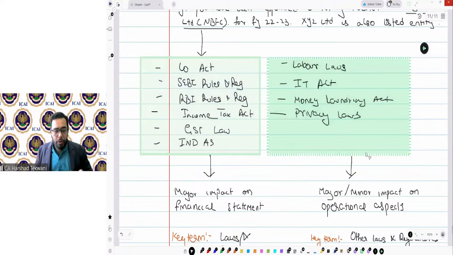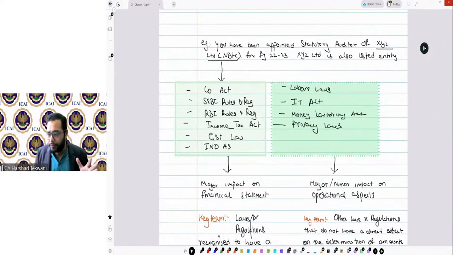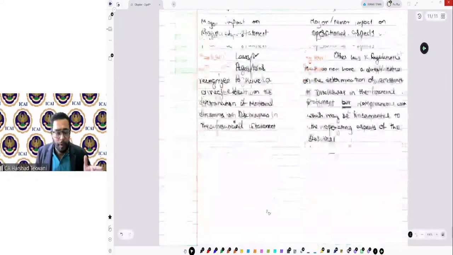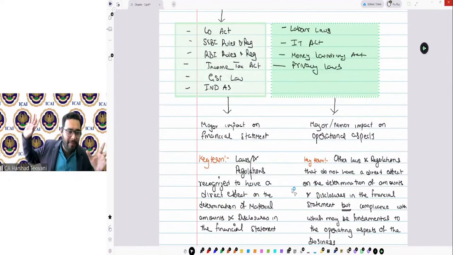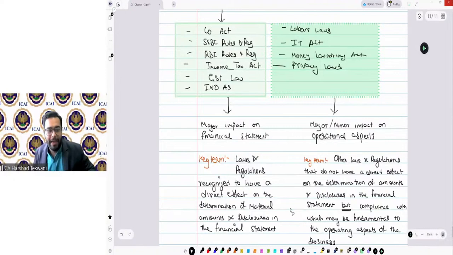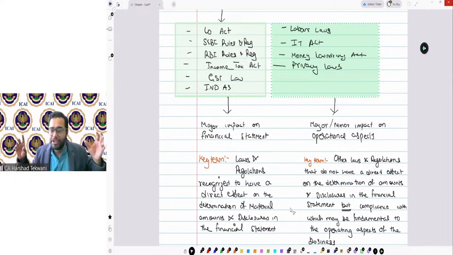So that was the bifurcation between laws and regulations. Now, what does the auditor have to do with this? Tell me one thing. If I have two sets of laws and regulations, one where the law and regulation tends to have a direct effect, and on the other end a law and regulation that tends to have an indirect effect, will I audit both in the same manner? What do you say?